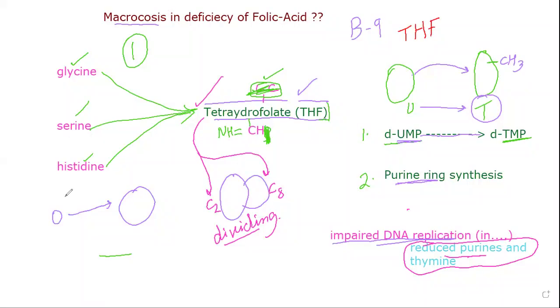In conclusion, one point I would like to say, it is called macrocytic anemia. It is also called megaloblastic anemia. In fact, megaloblast is the name given to oversized RBC precursors, and macrocytes are oversized RBCs in the blood. That's all. Thank you so much.